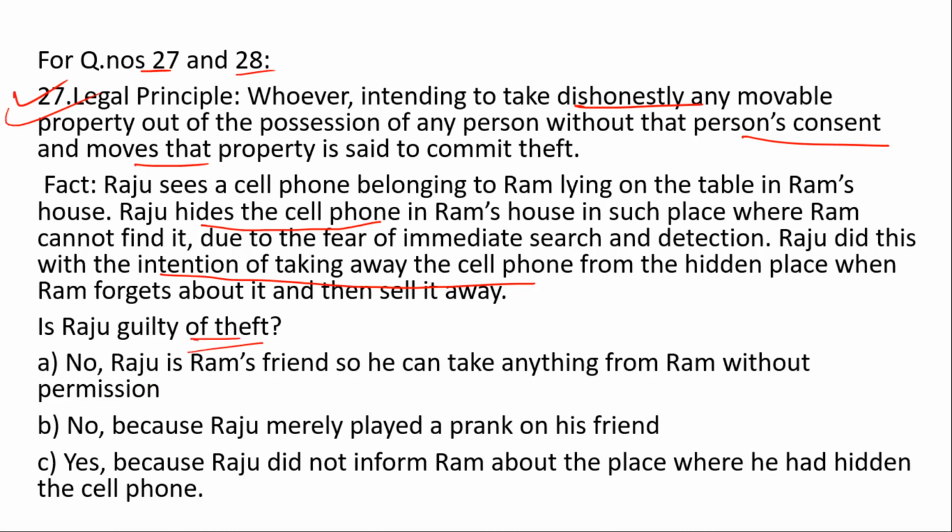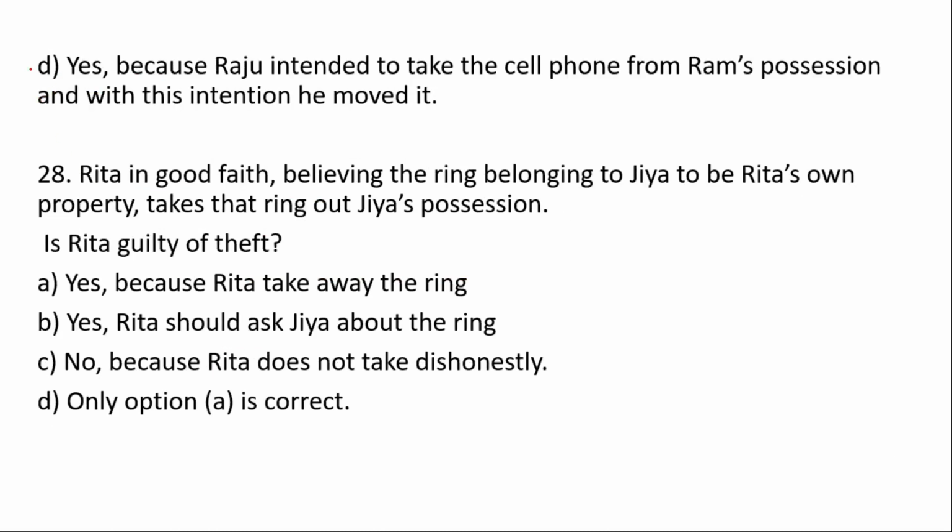So if I follow the principle, yes, Raju had dishonest intention. So option D is correct. Yes, because Raju intended to take the cell phone from Ram's possession and with this intention he moved it.